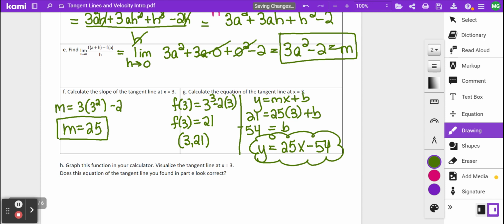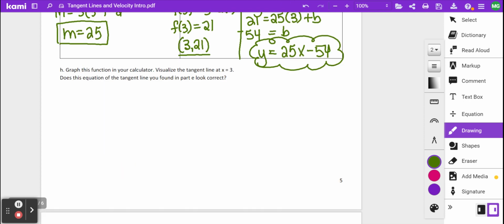Okay, so I got a slope of 25. When I put 3 into our original function, I got the point (3, 21). And when I use those two values to calculate the equation of the tangent line at x equals 3, I got y equals 25x minus 54.